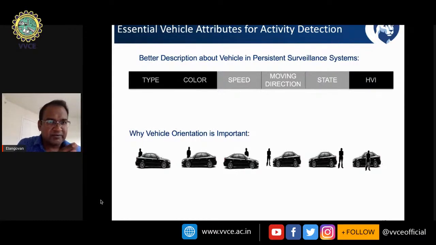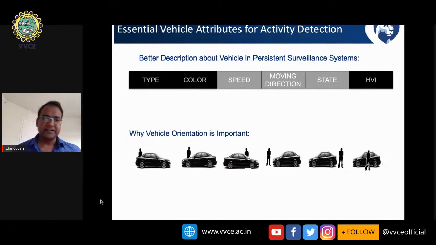So now I'm just going to focus only on three important kinds of information. I want to talk about the type, I want to talk about the color, and finally the HVI. If you look at this, why is the vehicle orientation very important? We are more interested in the vehicle orientation.